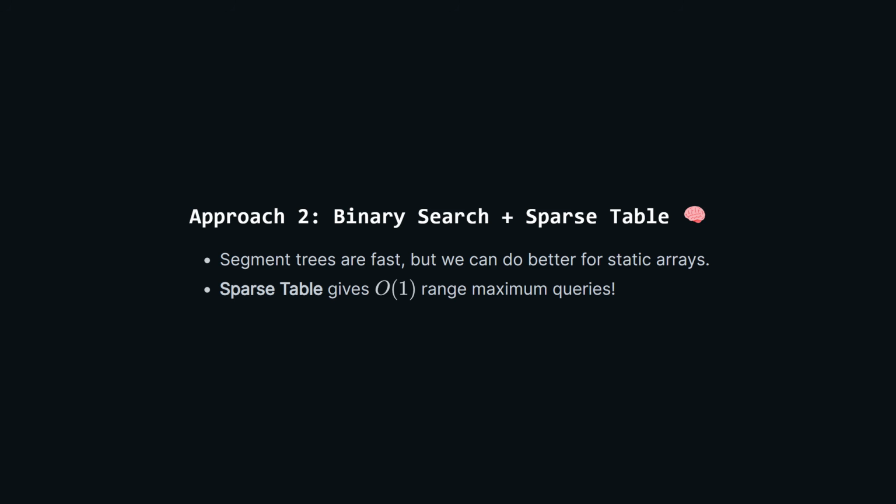Okay, now for the second method. The segment tree works great, but since our array of 0 block lengths never changes after we build it, we can actually use a data structure called a sparse table. This lets us look up the maximum value in any range instantly, in constant time.